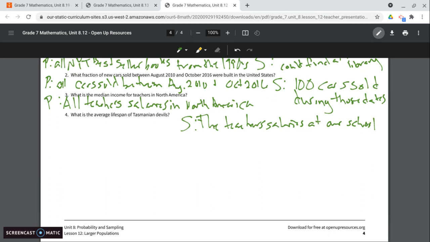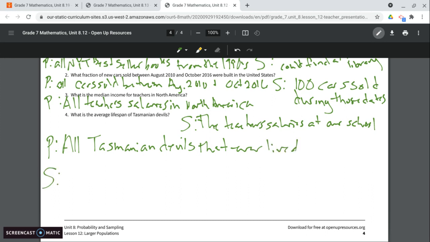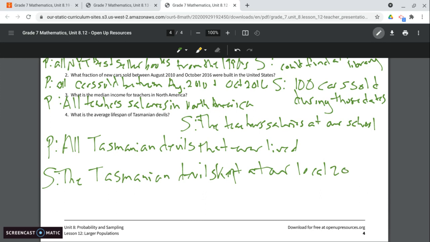For number 4, what is the average lifespan of Tasmanian devils? The population would be all Tasmanian devils that ever lived. The sample would be the Tasmanian devils kept at our local zoo. So reducing it down to something much more feasible.